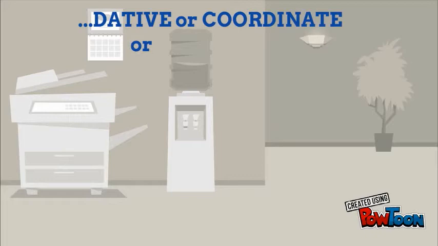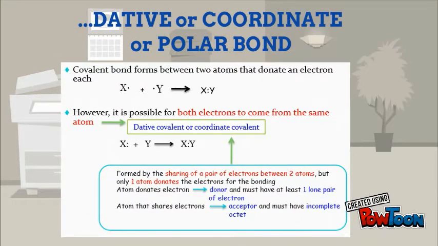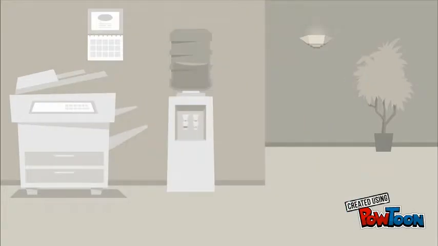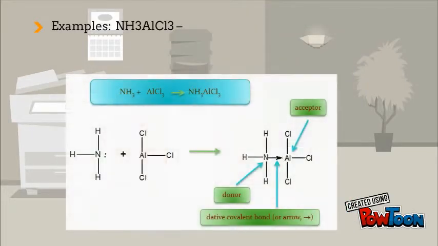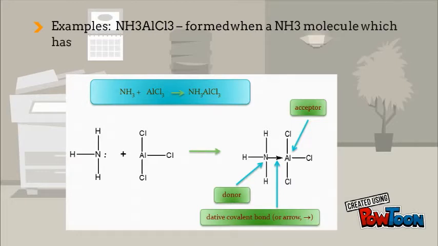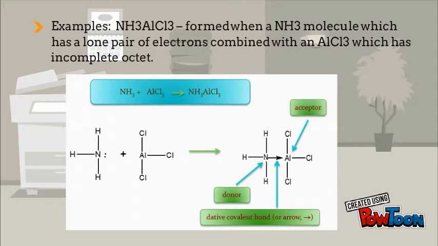Continue from dative or coordinate or polar bond. Example: NH3 forms a bond with NaCl3 when the NH3 molecule, which has a lone pair of electrons, combines with NaCl3, which has an incomplete octet. Refer to the image below.